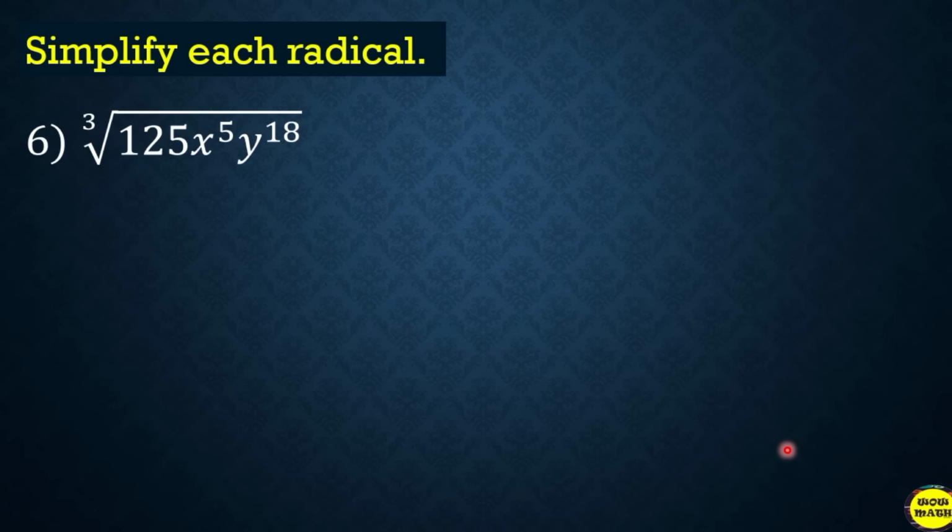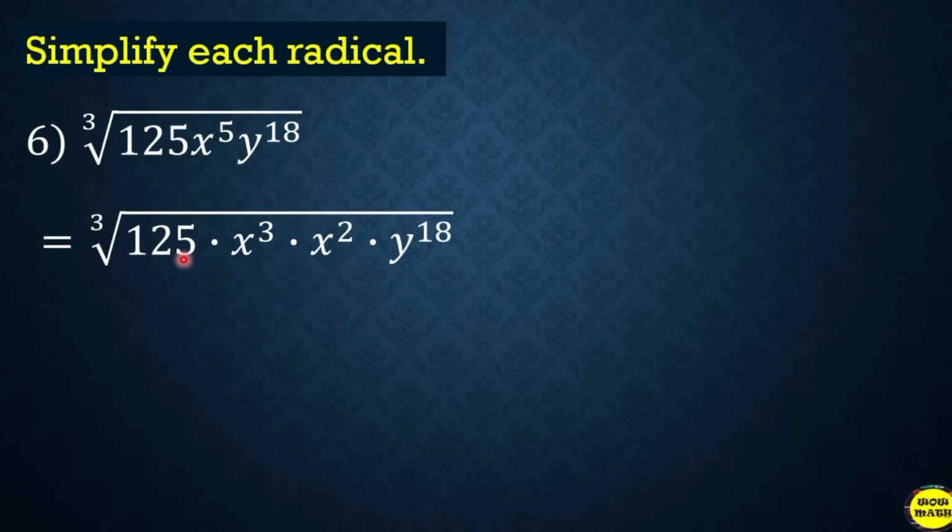Another example, we have the cube root of 125 x to the 5th y to the 18th power. Okay, so si 125 ba ay perfect cube? Yes, it is a perfect cube kasi 5 yan. Ang cube root ng 125 is 5. Tama? Okay. So, cube root of 125 times x cubed times x squared times y to the 18th power. So, pinaghiwalay natin yung x to the 5th sa 3 and 2, kasi hindi natin yan madidivide si 5 kay 3.